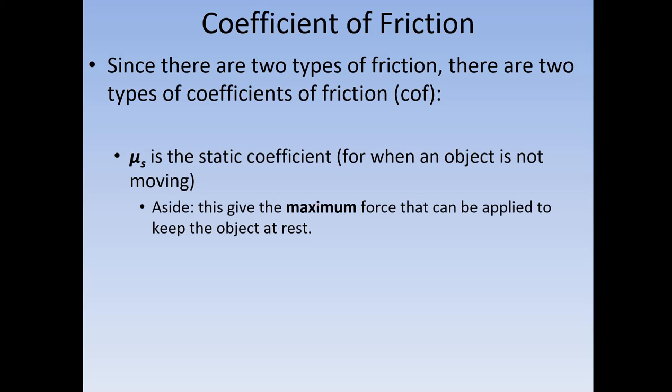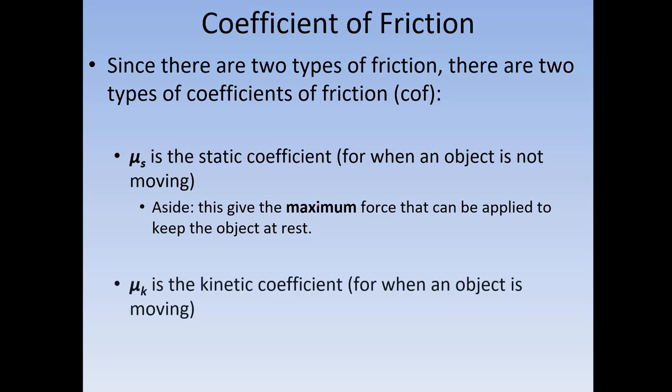So if we're trying to find static friction, we're going to use what's called the static coefficient of friction. So we use mu s for when the object is not moving. If the object is moving, then we're going to use the kinetic coefficient of friction. So again, the equation doesn't change. It's just that mu term that we plug in. And again, you can see on the reference table that there's two columns for each of the surfaces. There's a kinetic side and a static side.